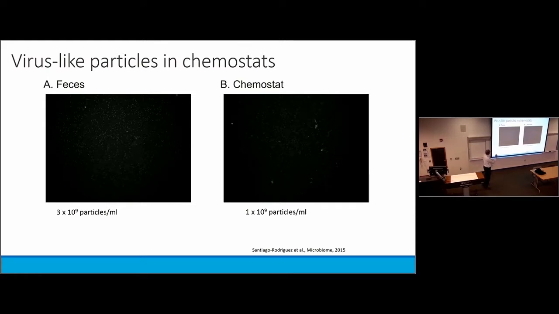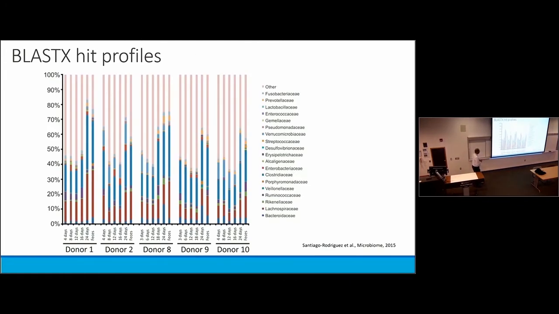And when we look at feces, sometimes you'll find feces that's about 10 to the 8th. In this particular study, we found the feces about 10 to the 9th virus-like particles per milliliter. When we looked in the chemostats, they were the exact same order of magnitude. So these systems, which people have been using now for many years, are just teeming with viruses. Nobody actually ever looked to know that they were really full of viruses.